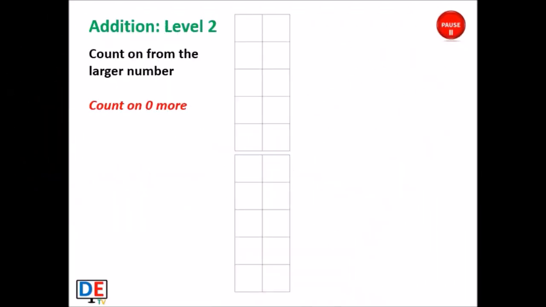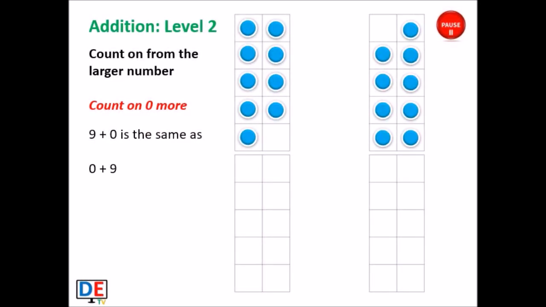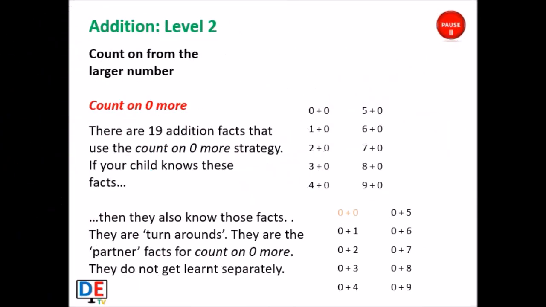Count on 0 more. Use the 10 frame and coloured counters to model the count on 0 more strategy. For example, 9 and 0 is 9. 9 and 0 is the same as 0 and 9. There are 19 facts that use the count on 0 more strategy. If your child knows these facts, then they'll also know those facts. They are turnarounds. They are the partner facts for the count on 0 more strategy. They do not get learnt separately.